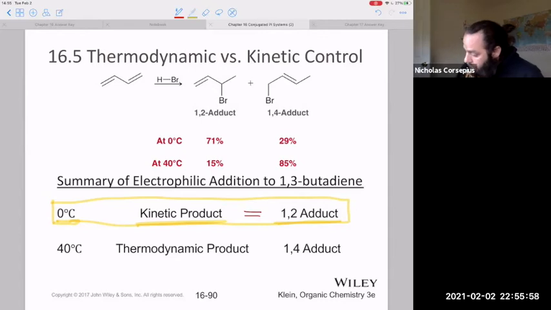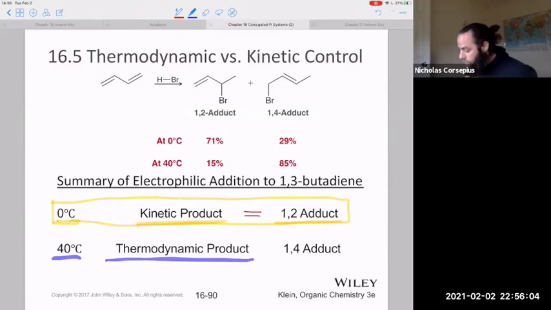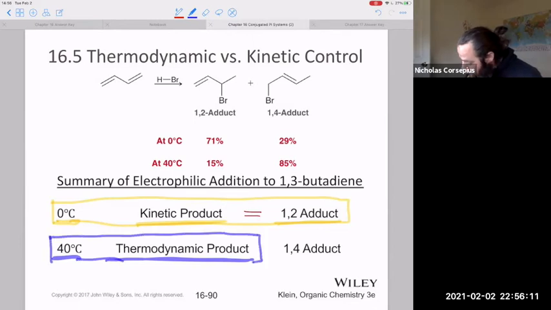In the case of 1,3-butadiene, at 40 degrees Celsius, you get the thermodynamic product, and that was the 1,4 adduct. At higher temperatures, you will always get the thermodynamic product. This is also always true. However, there may be some examples where the thermodynamic product is not necessarily the 1,4 adduct. Remember, the thermodynamic product is going to be the most stable alkene, meaning the more highly substituted alkene. That's not always going to be the case that it's the 1,4 adduct.